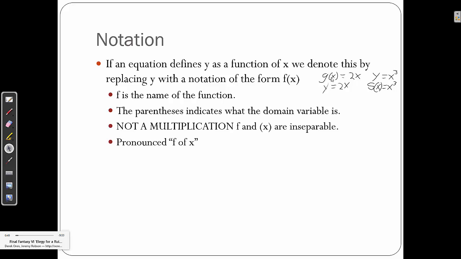And the pronunciation, which I've already spoiled several times by how I've been referring to these, it's hard to get out of the habit. Pronounced f of x, or g of x, or s of x, the name of the function, and then what the independent variable is. So if I had, say, a t in here, it would be g of t.